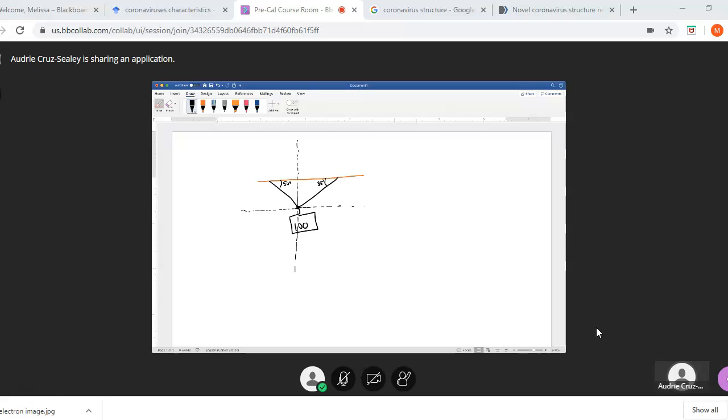It says a 100-pound weight hangs from a string as shown in the figure. Find the tensions T1 and T2 in the string. So it's asking you to find these specific vectors. It wants these vectors, and it's calling this one T1 and this one T2. Do you agree with that?